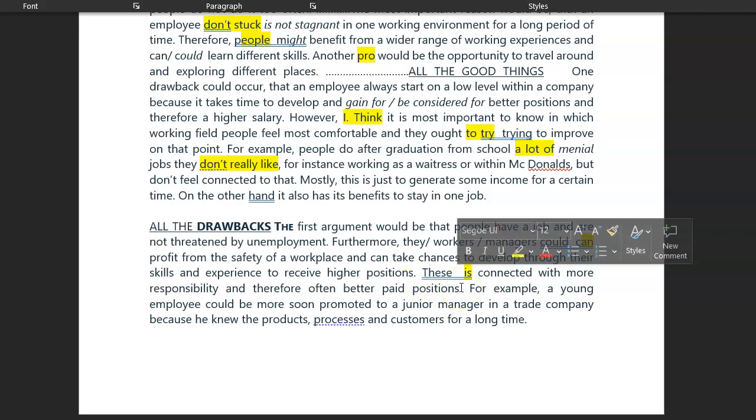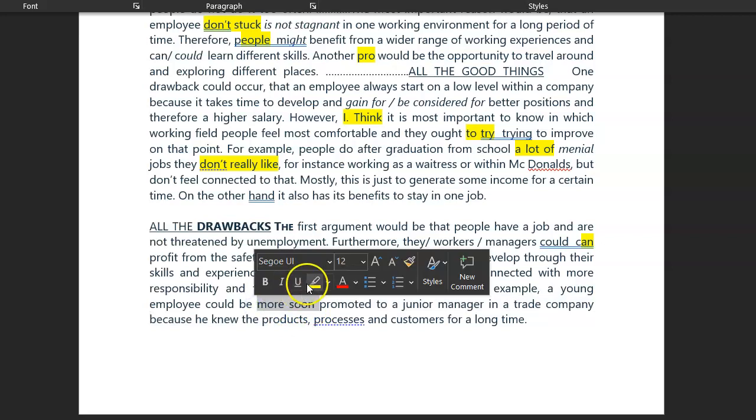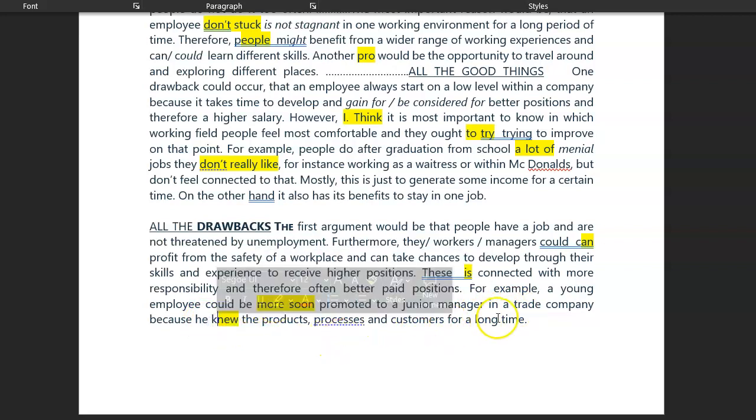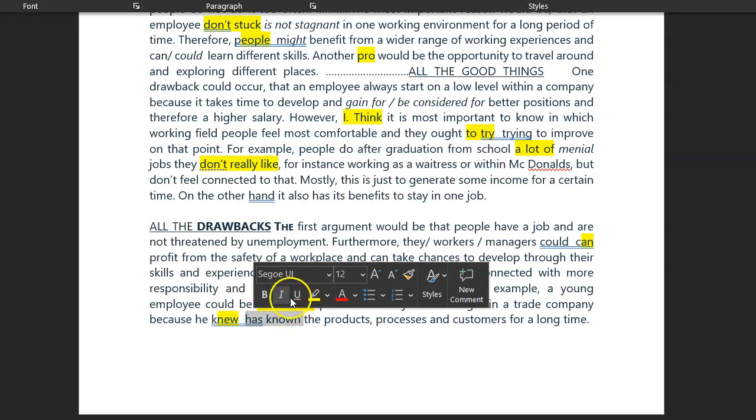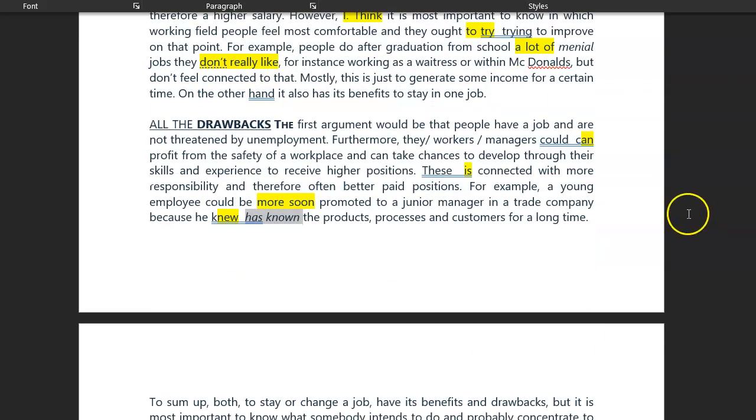Good. For example, a young employee could be promoted sooner. We don't have more soon. Could be promoted sooner to junior manager in a trading company because he knows, present tense, the products, processes, and has known, present perfect, okay, for a long time. Absolutely great writing. That's absolutely perfect. Well done.